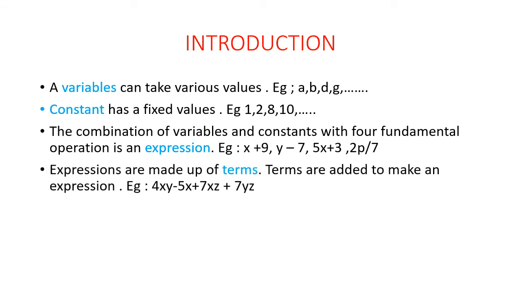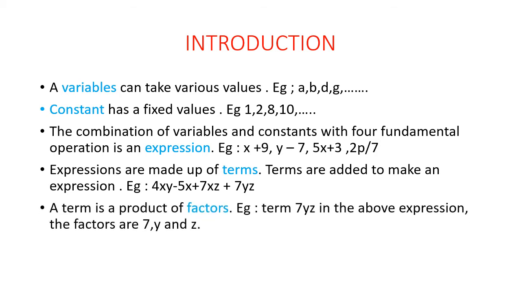Expressions are made up of terms, that is, terms are added to make an expression. For example, if it is 1 term or 2 terms, whatever it may be, we will call it an expression. See here, first example, 4xy minus 5x plus 7xz plus 7yz. How many terms are here? Sorry, 4 terms are there. Okay, here the terms are separated by the addition and subtraction symbols, right? So expressions are made up of terms.